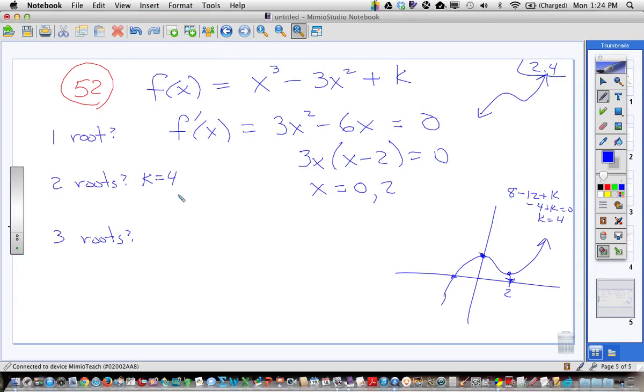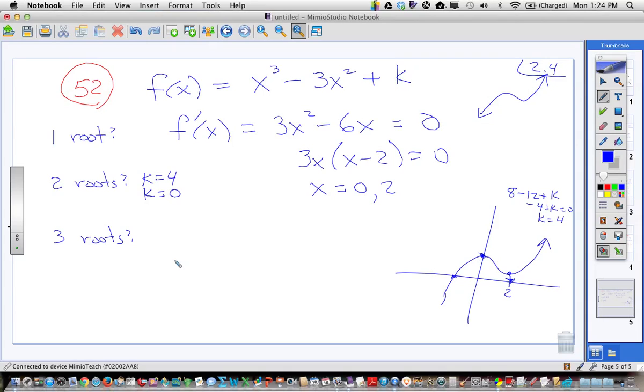When this one is just touching. So when we put a 0 in for x, we get out a 0 in the original. So we put a 0 in for x, 0 minus 0 plus k, and we want that to equal 0. So k's got to be 0. So there's the 2 times you get 2 roots.